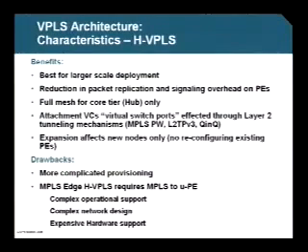HVPLS, best for larger scale deployment. Reduction in packet replication and signaling overhead on PEs. Full mesh for core tier hub only. Attachment circuit affected through layer 2 tunneling mechanisms. So all these benefits are for the large deployments. Complicated? Yeah, it's complicated. It's one of the drawbacks. And one other thing is your UPE needs to support MPLS or Q-in-Q to support the HVPLS there. So these are the major highlights between HVPLS hierarchical and non-hierarchical.